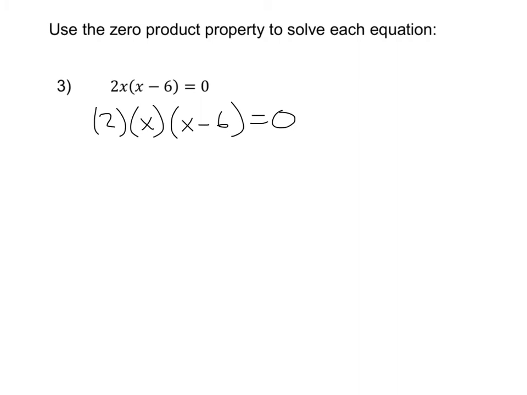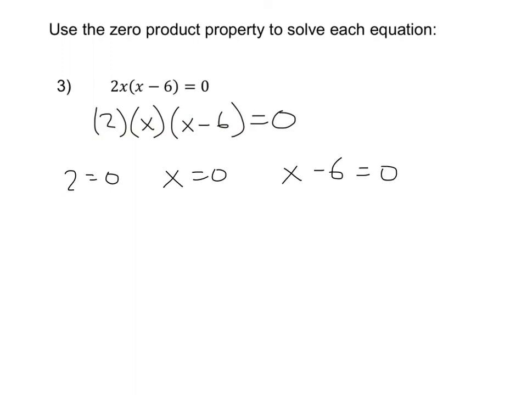Well, what does the zero product property tell us when we have a multiplication problem equal to 0? It tells us that the only way that this could be true is if one of these three things is equal to 0. One of these three things has to be equal to 0 in order for this multiplication problem to come out to be 0. So in other words, either 2 could be equal to 0, x could be equal to 0, or x minus 6 could be equal to 0.